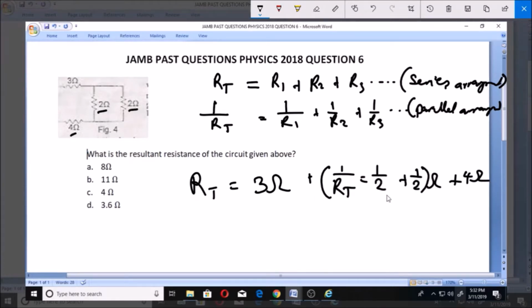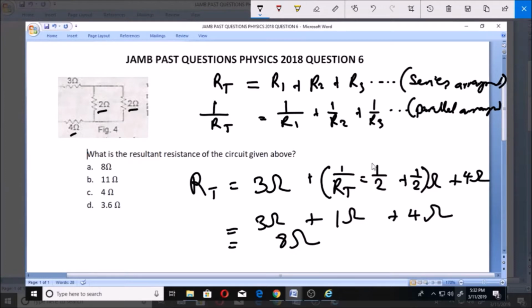Then 1 over 2 plus 1 over 2 is like having 1, because half and half is 1. So here we have 3 ohm plus the inverse of half plus half, which is 1. Inverse of 1 is still 1. So you have 1 ohm plus this 4 ohm. So 3 plus 1, which is 4, plus another 4, gives 8. So the answer is simply 8 ohms.